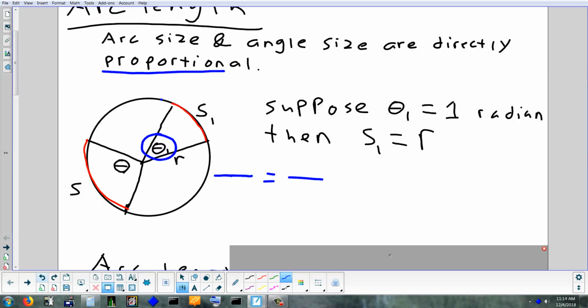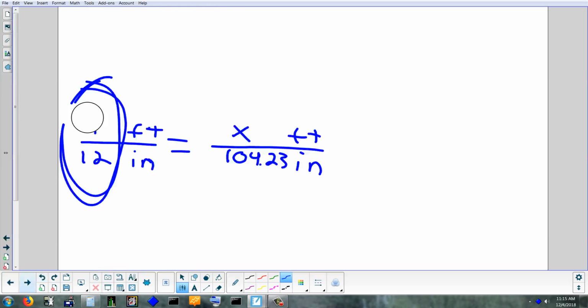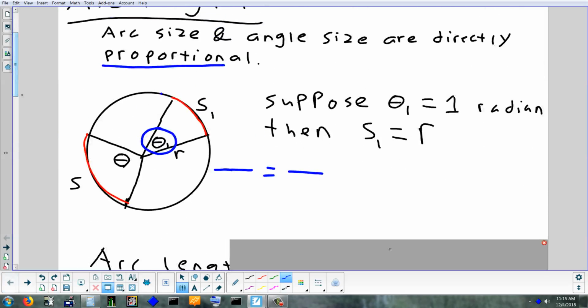Now, there's lots of ways you can set it up as long as you're consistent. If you do feet in the top on the left, you have to do feet in the top on the right. Well, I'm dealing with an angle and an arc, so I'm going to set it up as angle over arc. And on the other side, I'm going to set it up as angle over arc. What's my other angle and my other arc? Theta, it's my other angle. And my other arc? S.